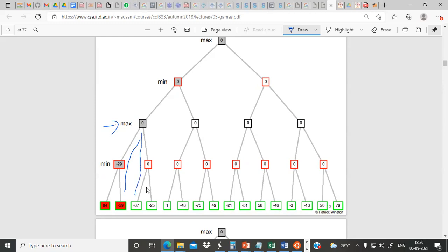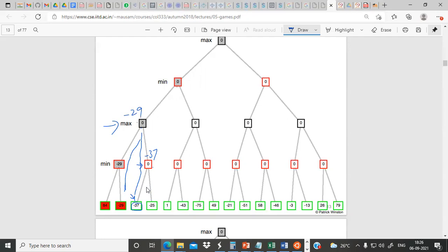Now you find minus 37. This other one is not yet found. Again, this is a min node, so it has to find the minimum, but it has only one choice, minus 37. So that minus 37 will come here, right? Now what will this max be? Minus 29 and minus 37. What is the maximum of that? Minus 29 is the max. So here it will be minus 29.